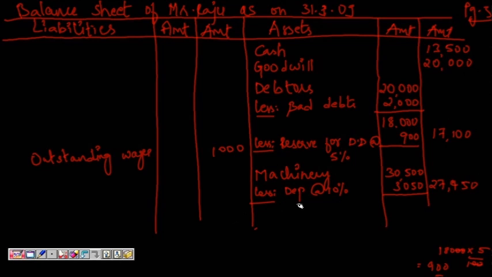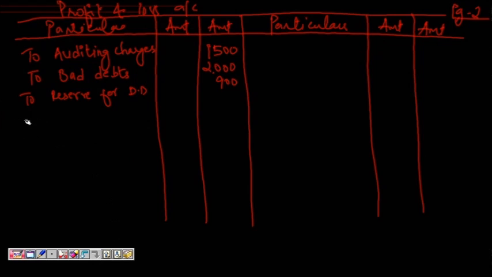Since the value of machinery got depreciated, this is a loss for us. So adjustment entry has effect twice. One is we have already decreased it from machinery. The second effect will show in P&L account. Why? Because it is a loss. So write in P&L debit side, to depreciation on machinery. Dep in the sense depreciation. The value of depreciation is 3,050. So right here. Clear?